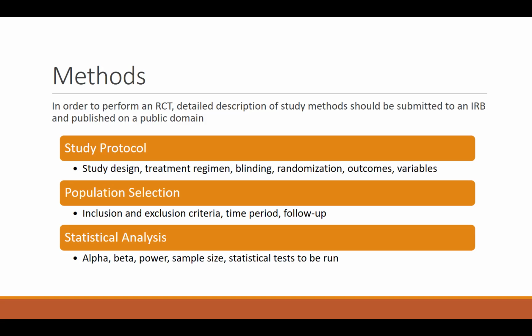We want to know your type 1 error rate, your type 2 error rate, your power to detect a significant outcome, the sample size that you'll need to enroll to achieve your power, and the specific statistical tests that you're going to run for your outcomes between your groups.